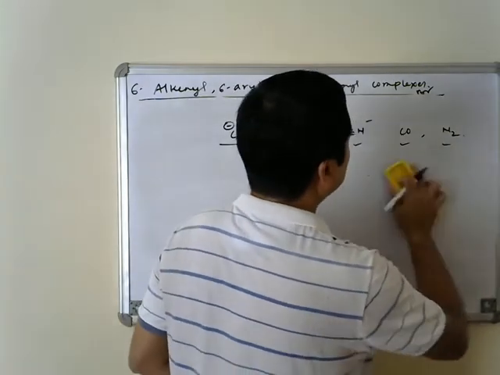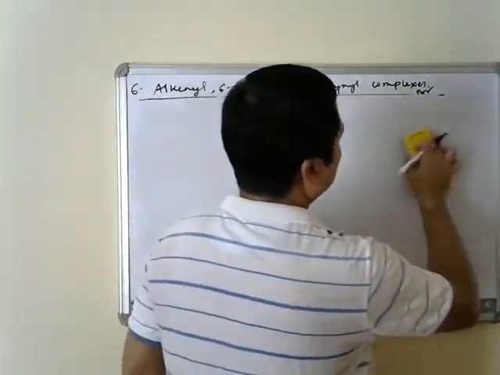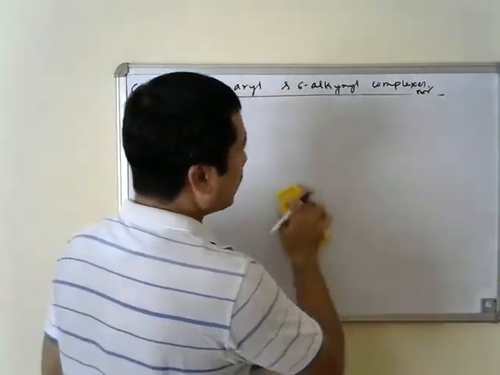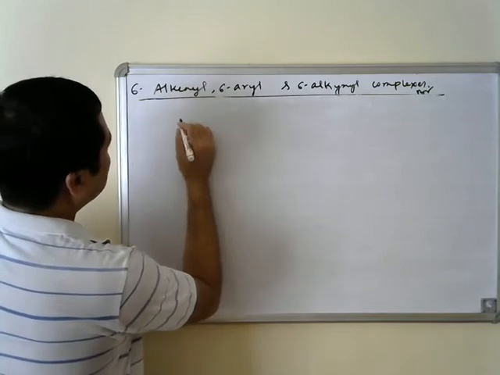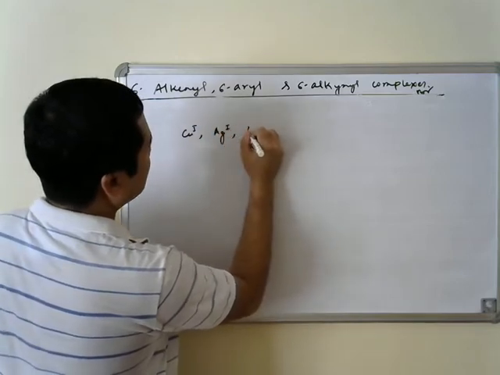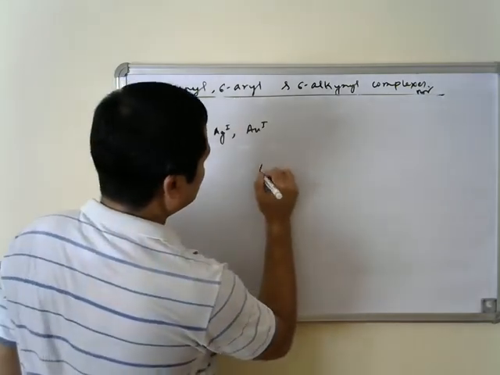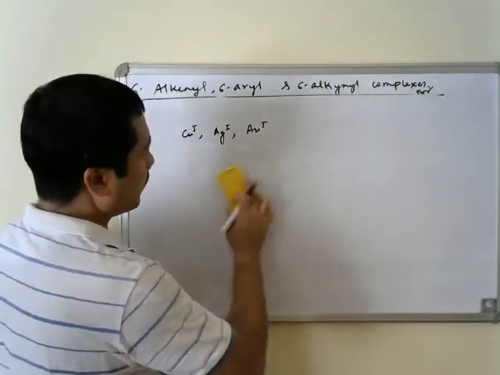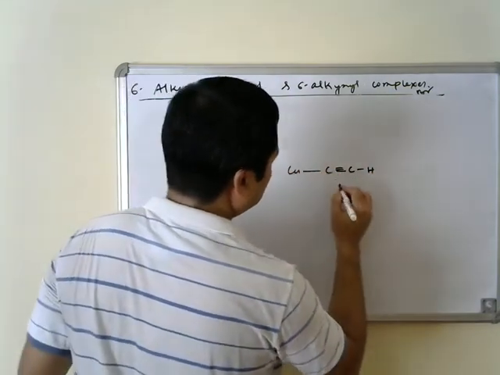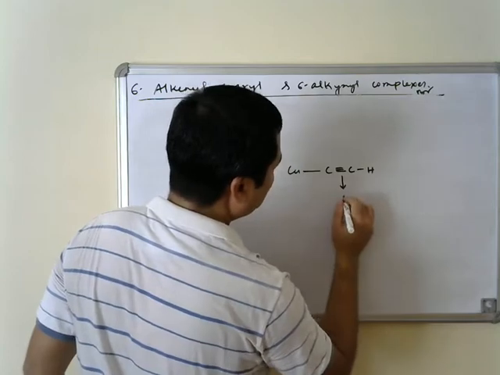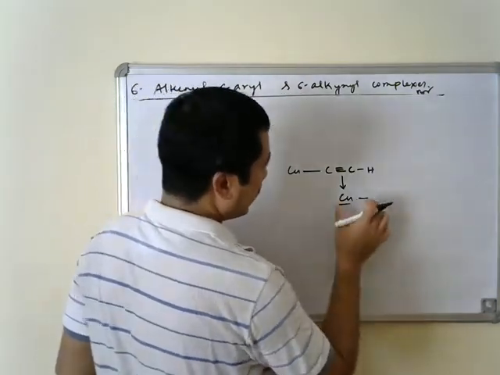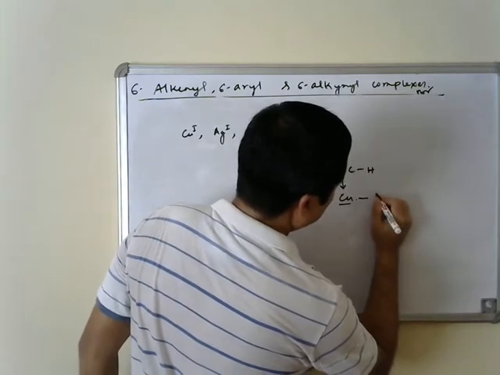The hydrolytic stability of these alkynyl complexes is quite high in the case of acetylide complexes formed by the group 11 metals, that is copper(I), silver(I) and gold(I). The reason is, if you take, say, a copper acetylide complex, then the acetylide group uses its pi bonding molecular orbitals to bind with the copper atom of a nearby copper acetylide molecule.